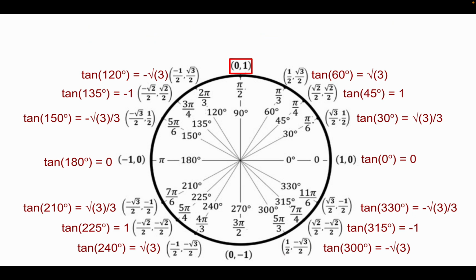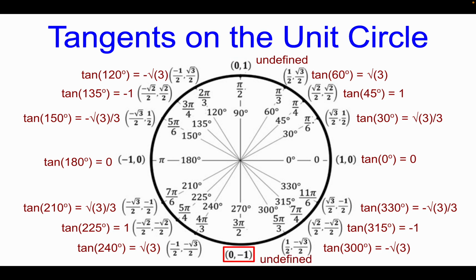Okay, and then last we're going to look at the points at the top and bottom of the unit circle. So at this point, 90 degrees, our x value is 0, our y value is 1. So we're going to do 1 divided by 0. Remember that you're not allowed to divide by 0 in algebra. That is undefined, so we can say that this point is undefined. And we'll be able to say the same thing at 270 degrees. That one is also undefined.